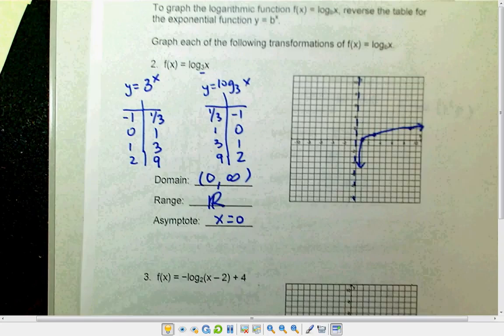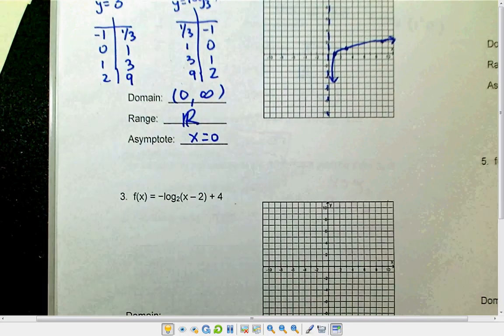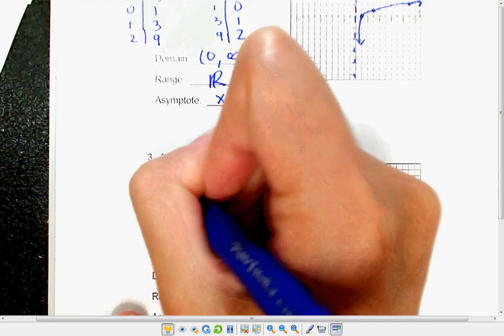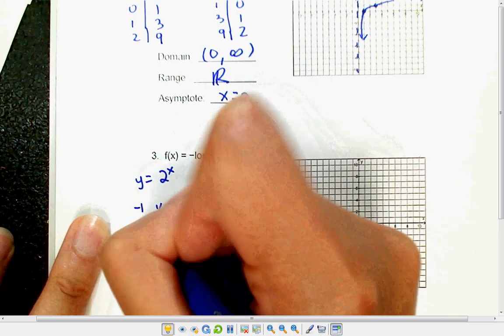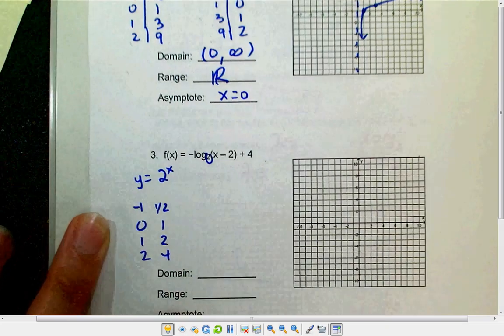Okay, let's look at a little bit trickier of an example. So we look at number 3 now. We're starting off with this base. So my base is 2. So if my base is 2, the numbers I'm using are -1, 1/2, 0, 1, 1, 2, 2, and 4.